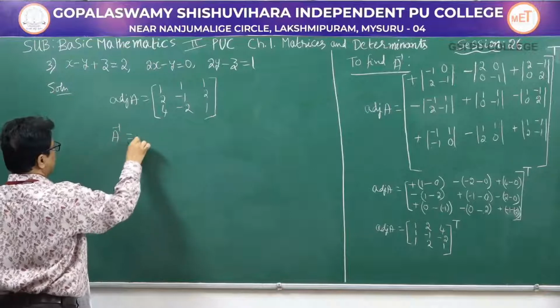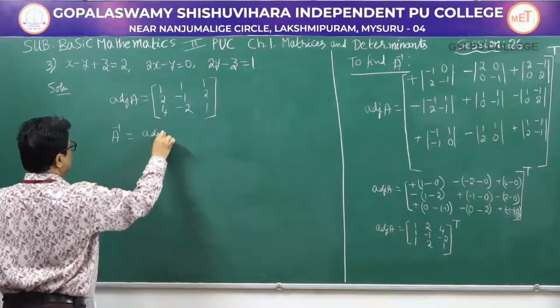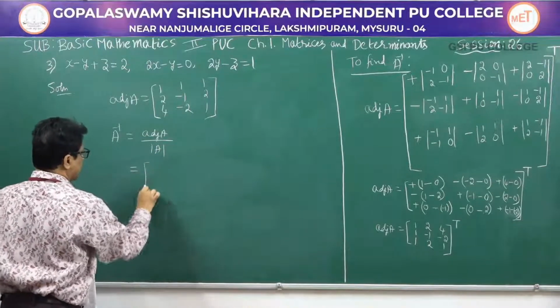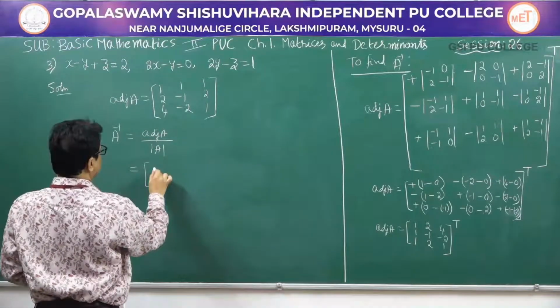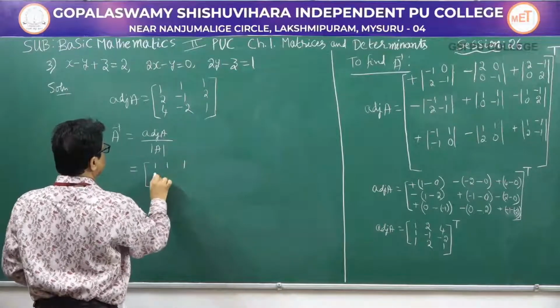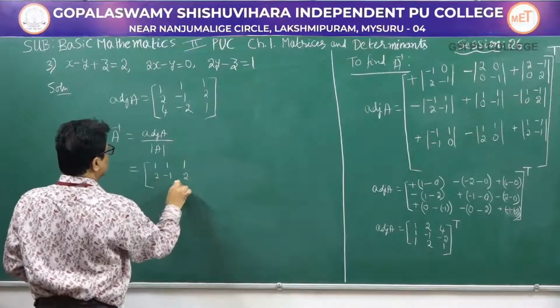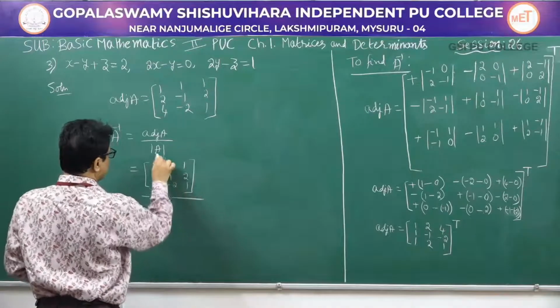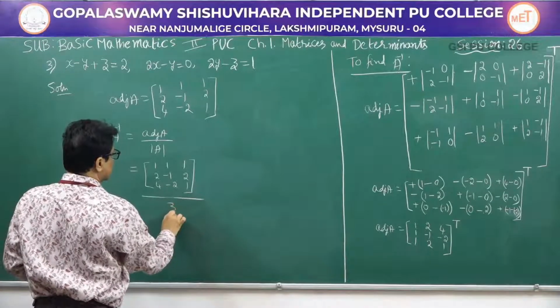So A inverse is equal to adjoint A by determinant A, that will be equal to, so adjoint A is given by 1, 1, 1, 2 minus 1, 2, 4 minus 2, 1 by determinant A. So determinant A value is 3.